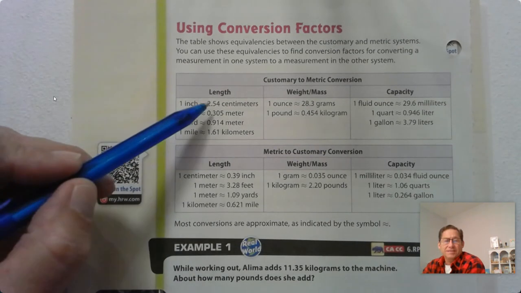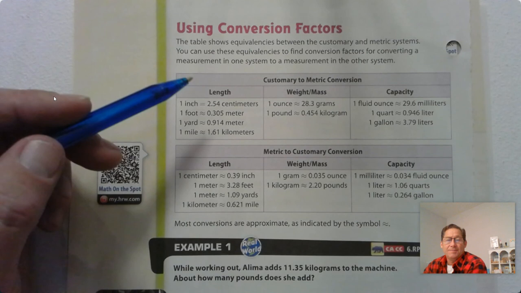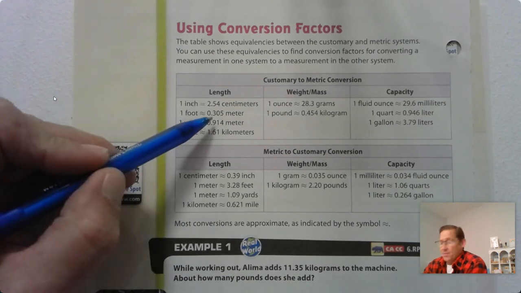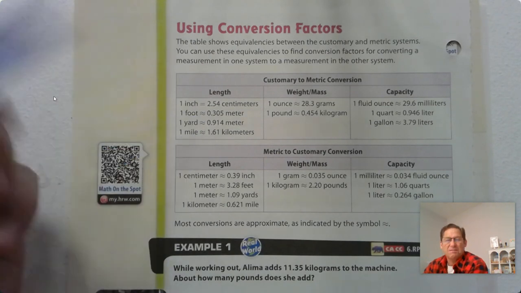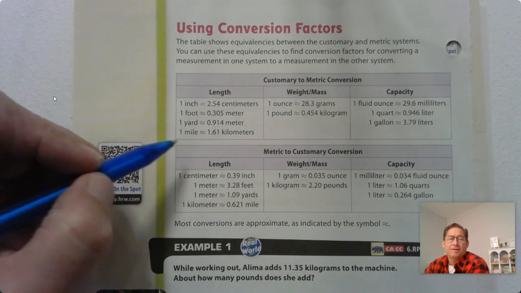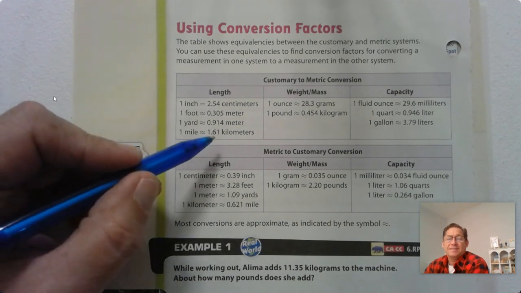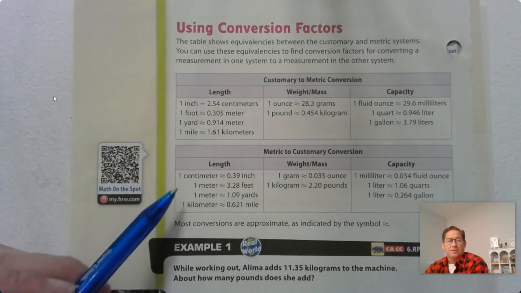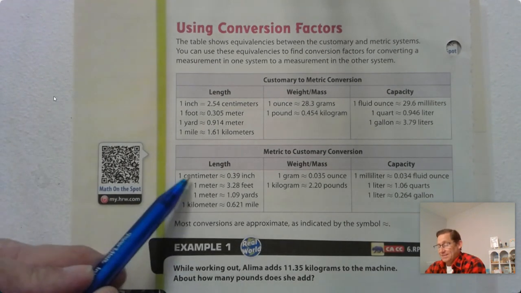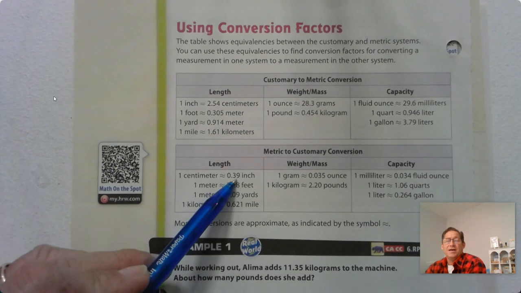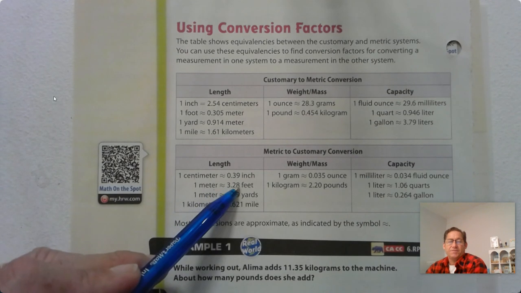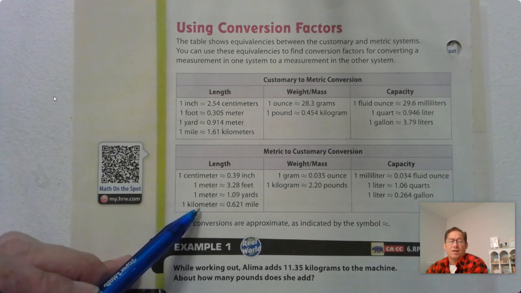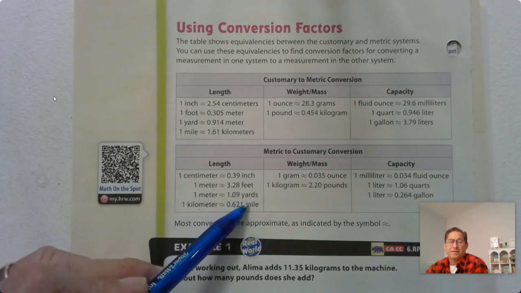So we look here in length. We have 1 inch is 2.54 centimeters. We just talked about that. 1 foot is 0.305 of a meter. 1 yard is about 0.914 of a meter. And 1 mile is about 1.61 kilometers. So if we go down here, if you tell me I have 1 centimeter, well, that's 0.39 of an inch. If you have 1 meter, that's about 3.28 feet. If you have 1 meter, it's about 1.09 yards. And 1 kilometer is about 0.621 of a mile.